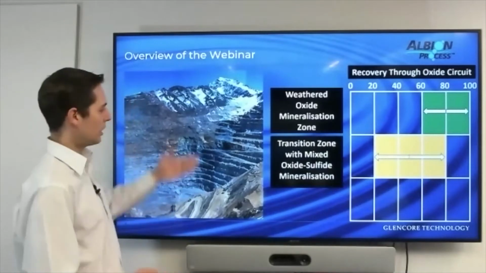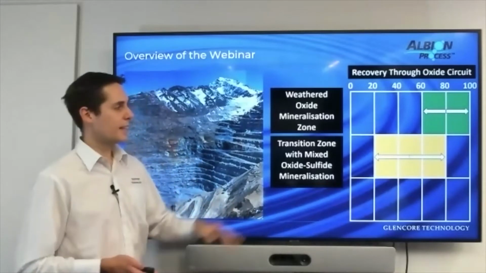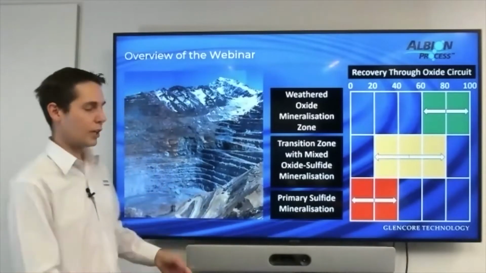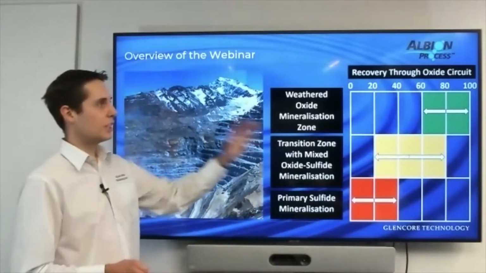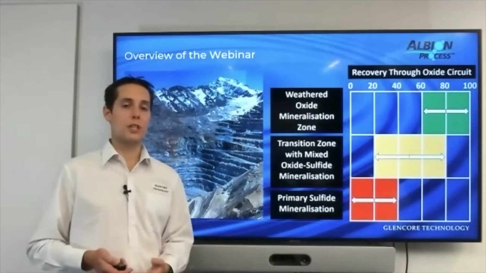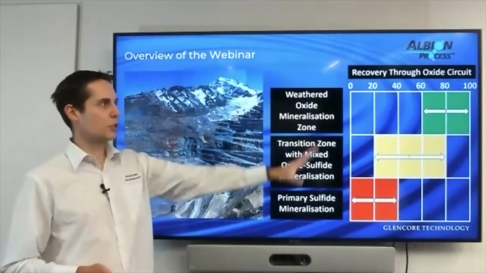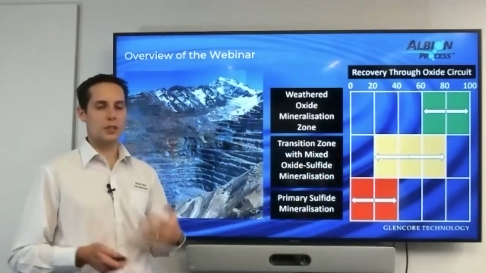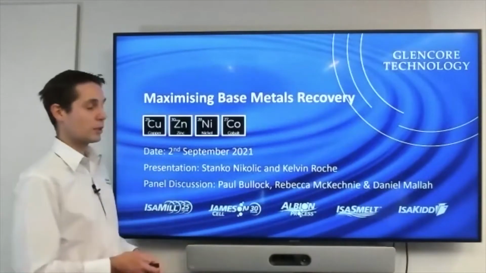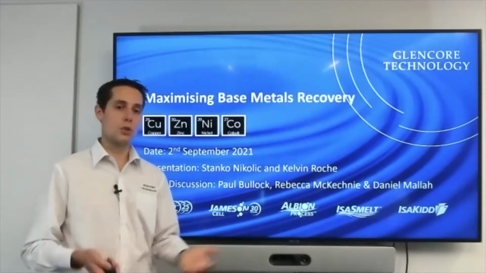But when you start going into transition zones where you start seeing this oxide sulphide mineralization, that's where you may take a hit on the recovery. And when you get into the primary sulphides of the D pit, or you go underground, if you stick to the same circuit or plant that you have, you will not be able to recover all of those base metals in your circuit. So really what today is about is helping you maximize the recovery, move into that green zone section of that graph throughout all of the aspects of your ore. We're really looking at maximizing your copper, your zinc, your nickel, and your cobalt through your process and through your flow sheet.